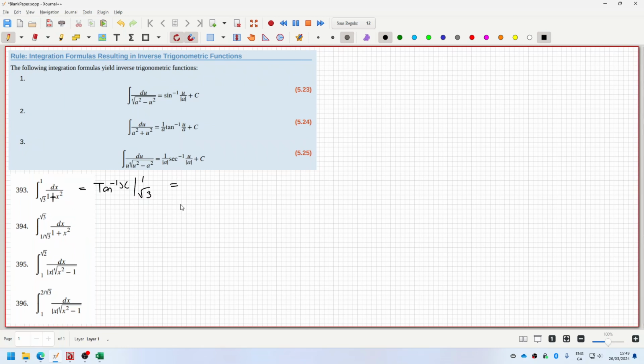So tan inverse 1 is pi over 4. And then tan inverse root 3 is pi over 3. So what's that? 12, is it? But minus pi over 12. Oh, because this is bigger. We can check the answer in a moment.